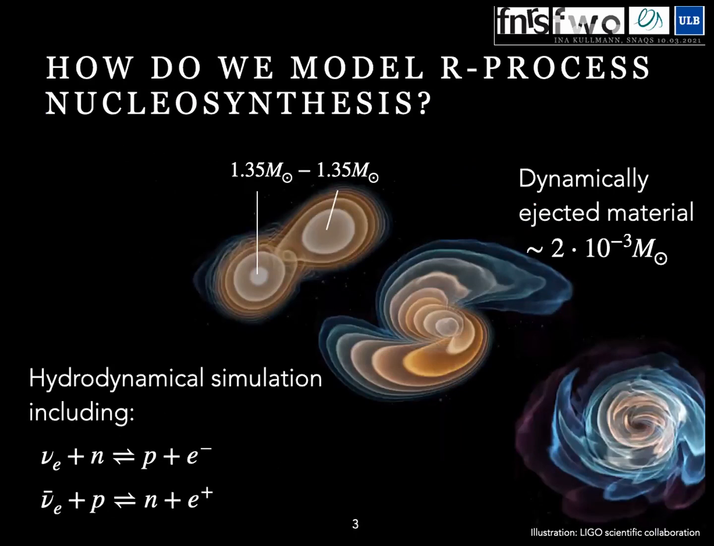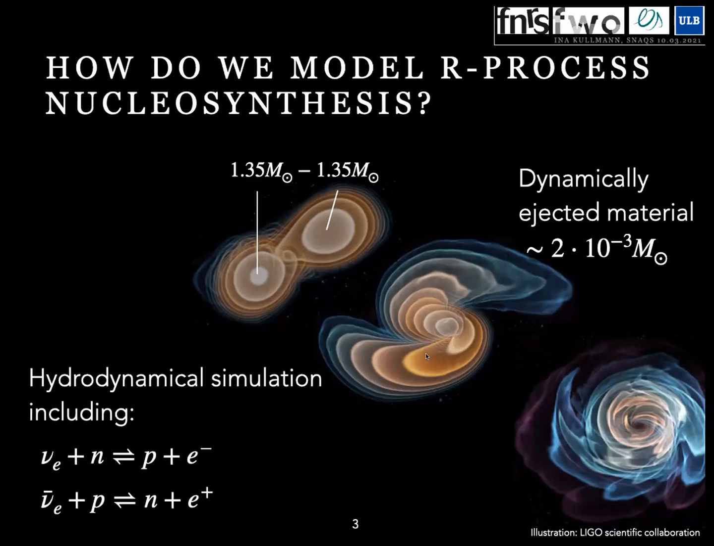So how do we model the r-process nucleosynthesis? We have collaborators that perform these hydrodynamical simulations, and the model that I will share with you today includes two equal mass mergers. In this model, we see that about 2 times 10 to the minus 3 solar masses of material is ejected dynamically. So what I will show you today is the dynamical material.